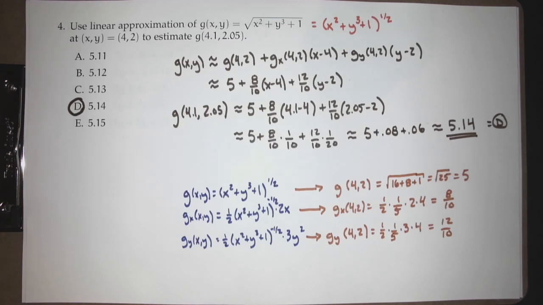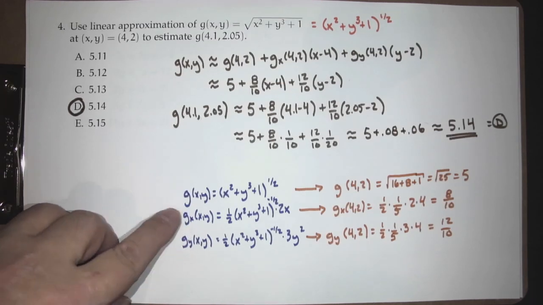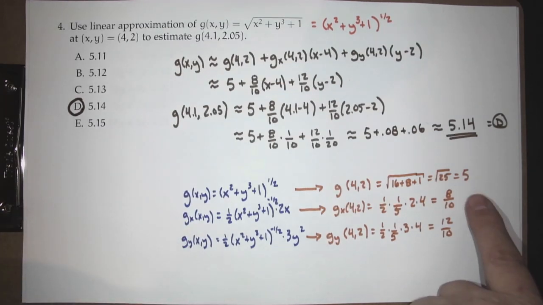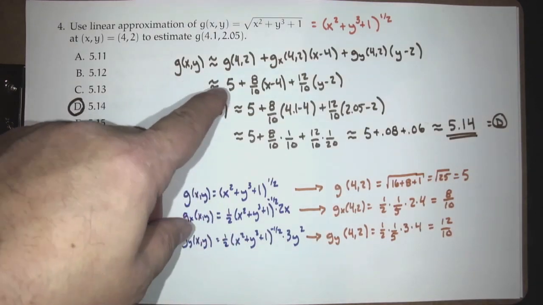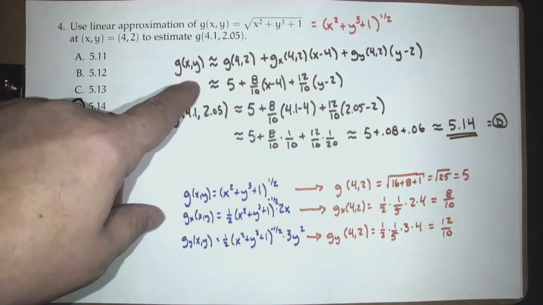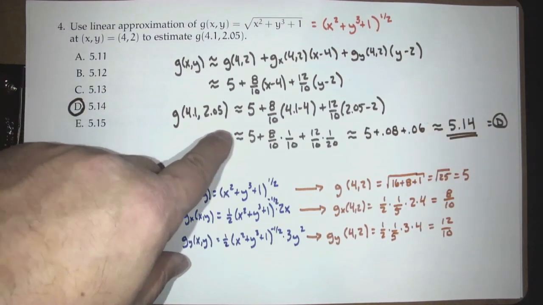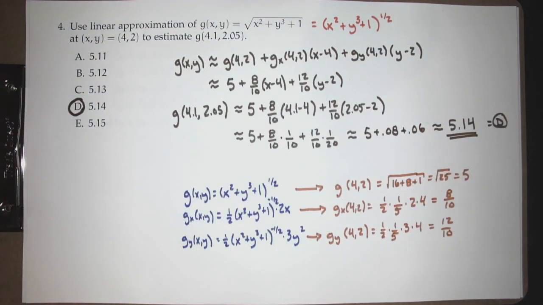Okay, so for us, we have our linear approximation, and so we take our appropriate derivatives, we evaluate. The g sub x is 8/10, g sub y is 12/10. You can simplify if you want to. So this is our generic linear approximation. You plug it in, and then you just patiently clean it up. So you get 5.14.